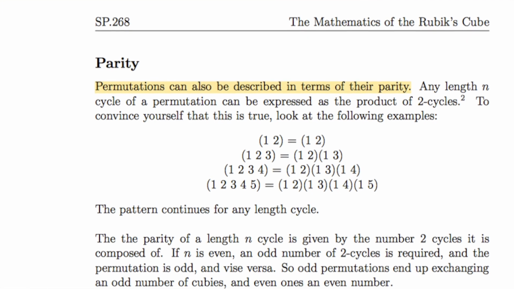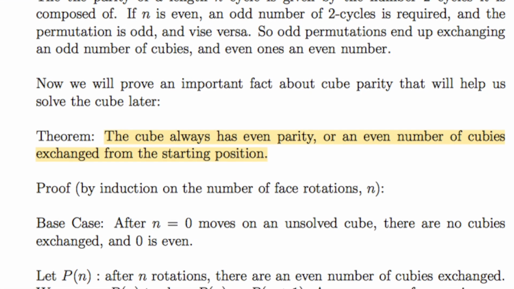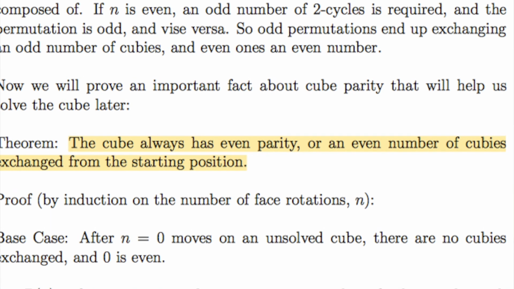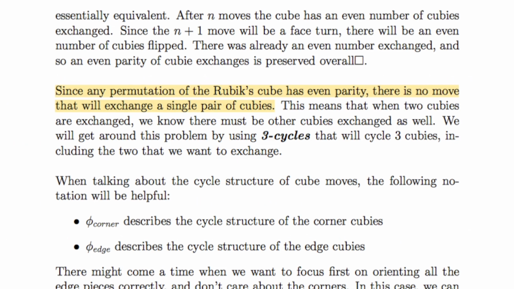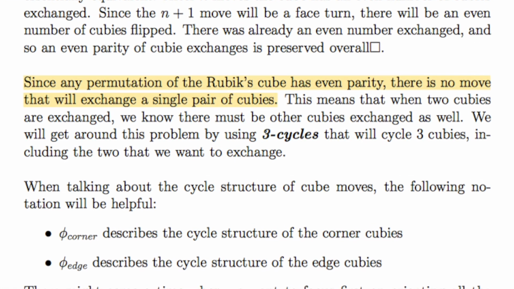But I wanted to dig a little bit deeper, and I found an article from MIT. This was published in 2009, and it says, permutations can be described in terms of their parity. The cube, referring to a 3x3, always has an even parity, or an even number of cubies exchanged from the starting position. Since any permutation of the Rubik's Cube has an even parity, there is no move that will exchange a single pair of cubes. Now, I'll link that article in the description because it's really fascinating. There's a lot of cool stuff in there. It says relatively the same thing as the speedsolving wiki, but I think just a little bit better and describes it in a more mathematical way.